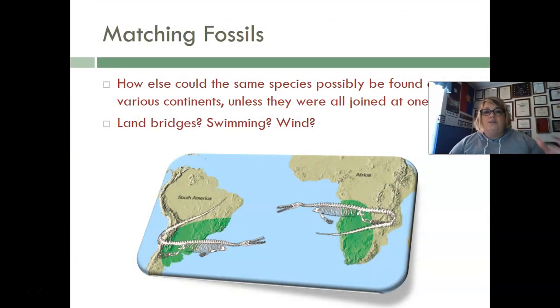So I want you to think, how else would we have found fossils on those various continents unless they were joined at one time? Are land bridges something that could have happened? It would be very hard for that distance to have a land bridge. Swimming? Once again, that is a huge distance for them to be able to get there. And the wind, these things weigh too much for the wind to just blow.